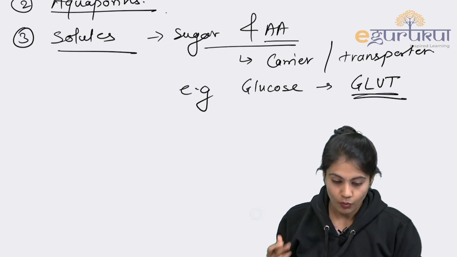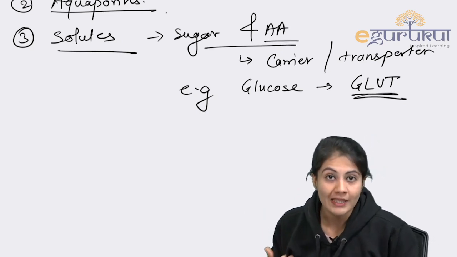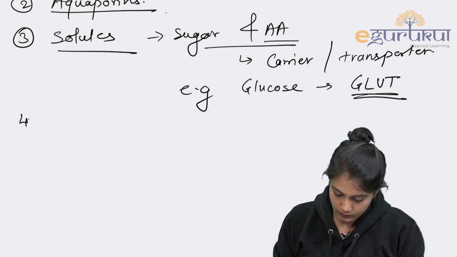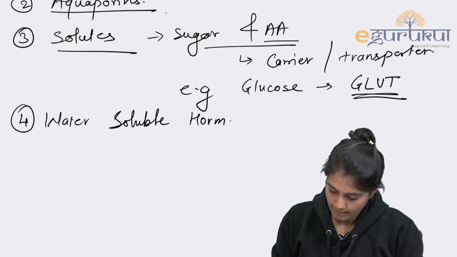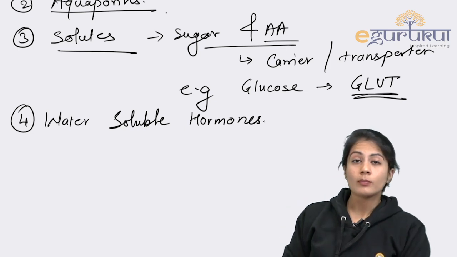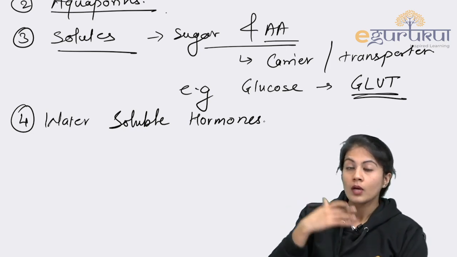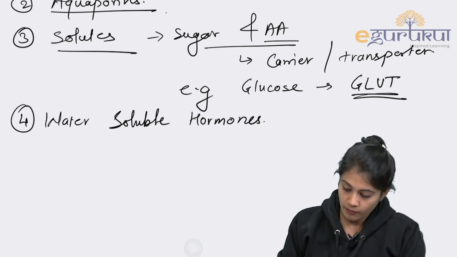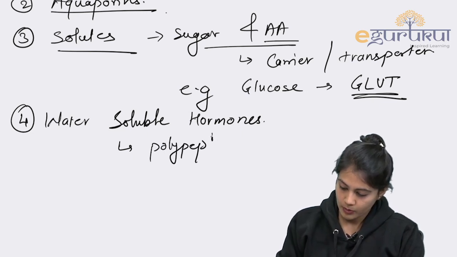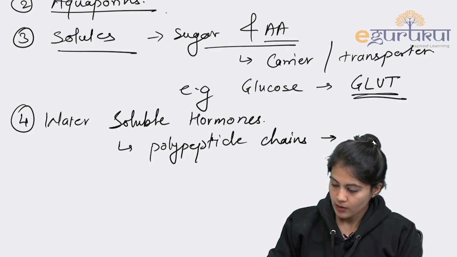What else? The water soluble hormones which are polypeptides. Remember, water soluble hormones. We discussed the lipid soluble hormones, which are the thyroid and steroid hormones. So all the rest are the water soluble hormones. They are made up of many amino acids, that is, a polypeptide chain. So they are large size molecules.